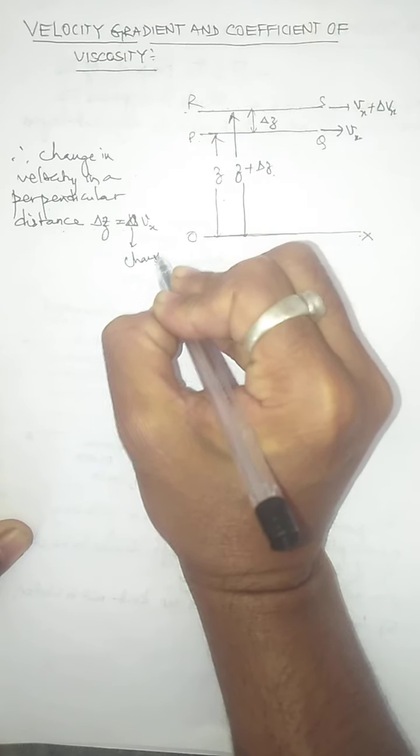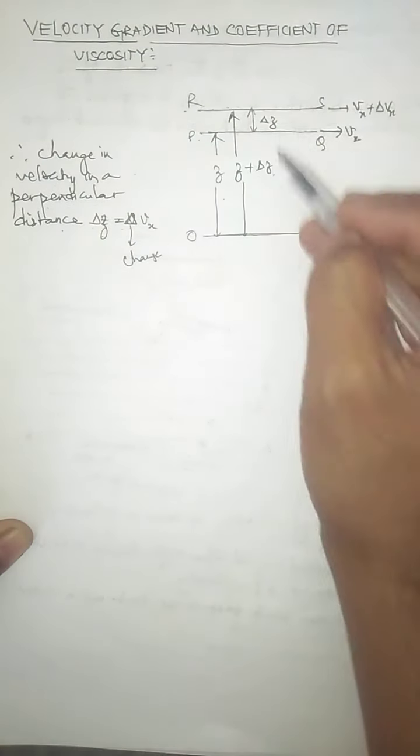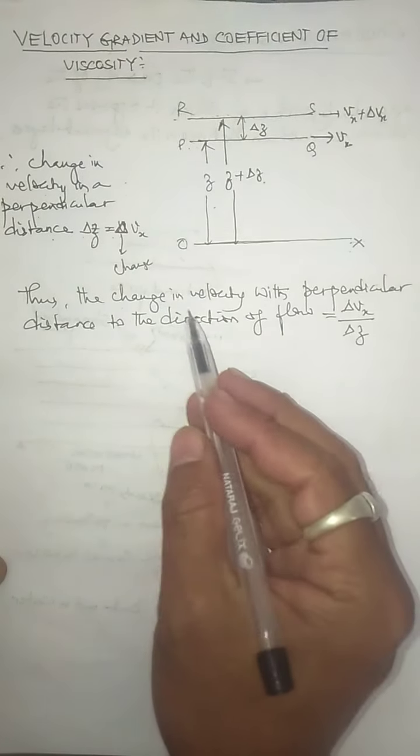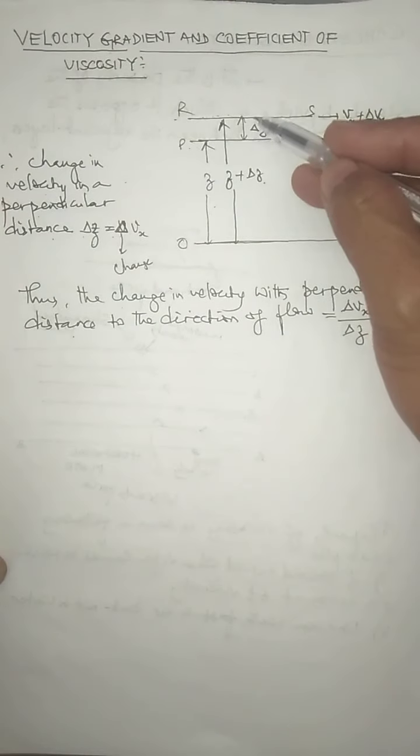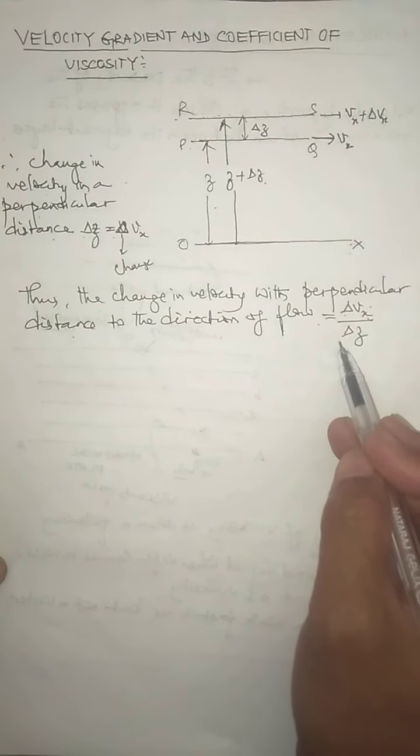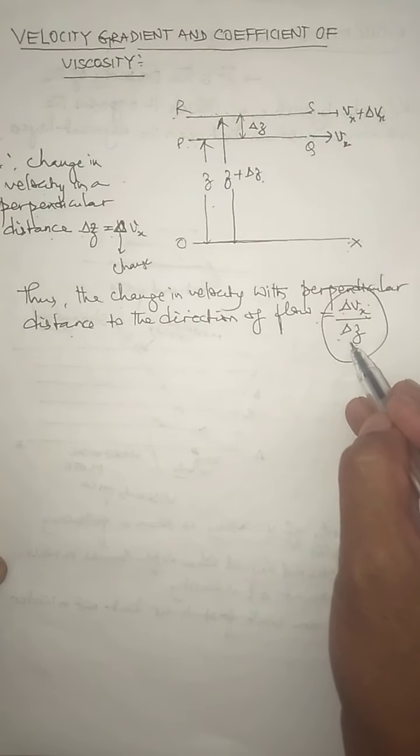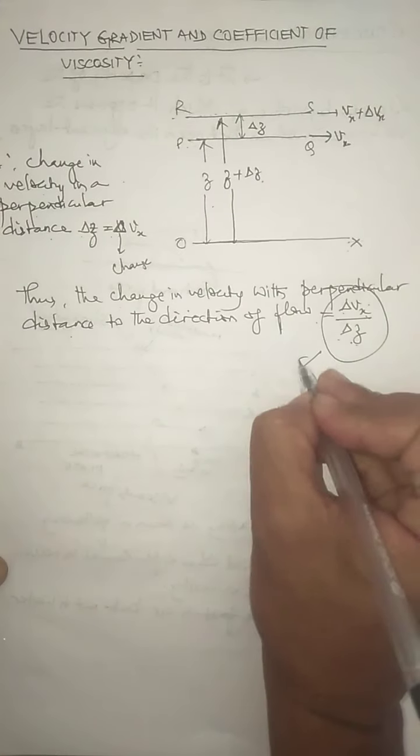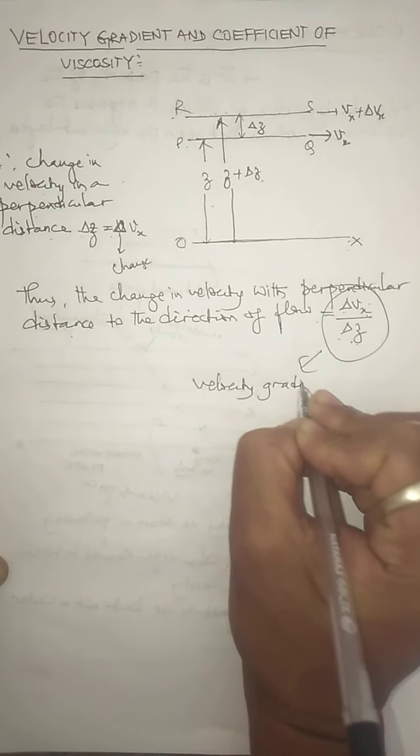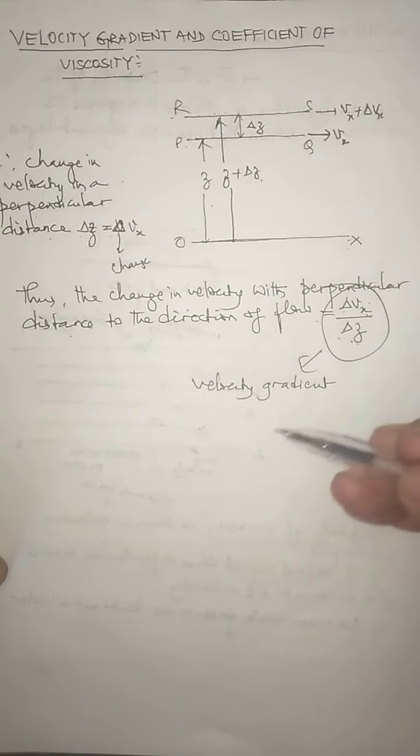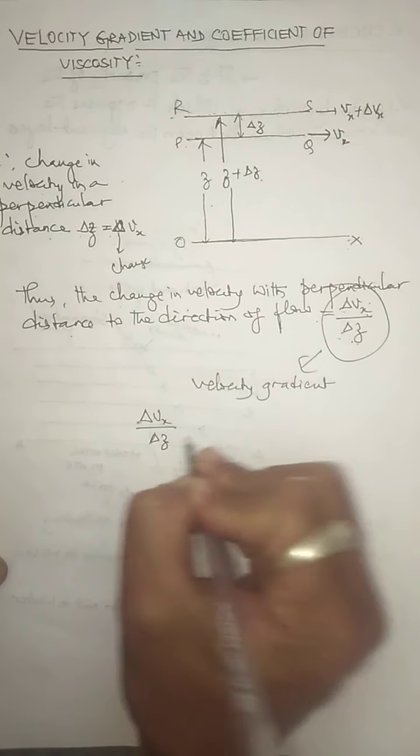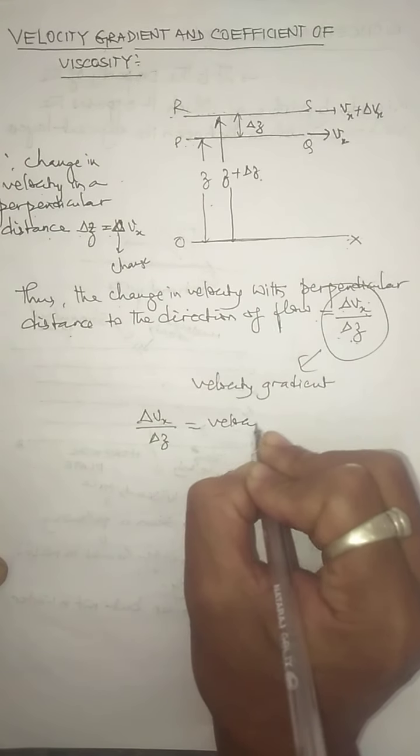This is a definite change. A change in velocity with perpendicular distance is called delta Vx. Thus the change in velocity with perpendicular distance delta Z, in the direction perpendicular to the flow, is given by delta Vx by delta Z, and this change in velocity per unit distance is simply called velocity gradient. So in this particular case, the velocity gradient is given by delta Vx by delta Z.